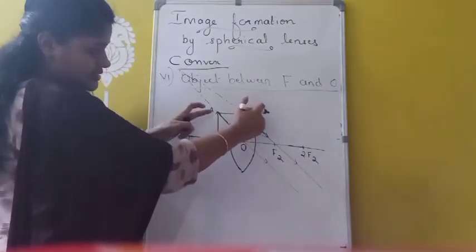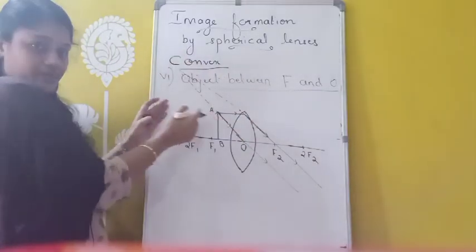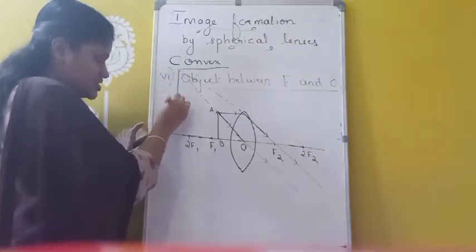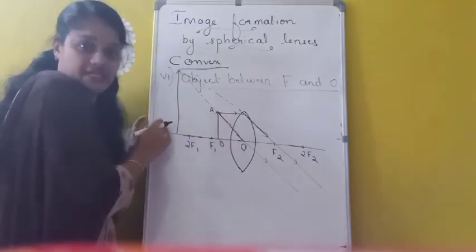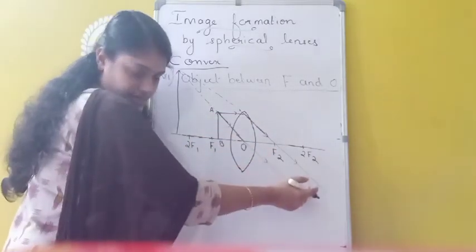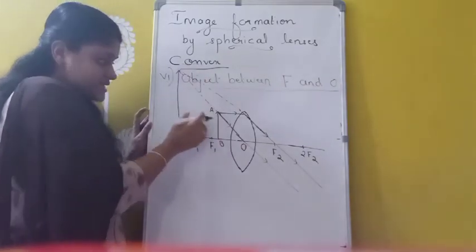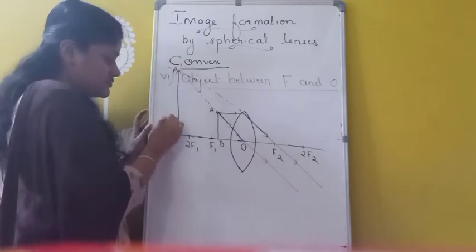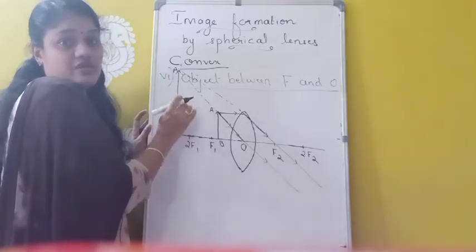When we are extending these refracted light rays, they are meeting at a point on the same side of the object. And we can see that we will be getting an enlarged image on the same side of the object itself. So these light rays are not meeting anywhere on the other side of the lens, but when extended, they meet at a point on the same side of the object. The image is enlarged, A dash B dash, and the image is formed above the principal axis. That means it may be a virtual erect image.